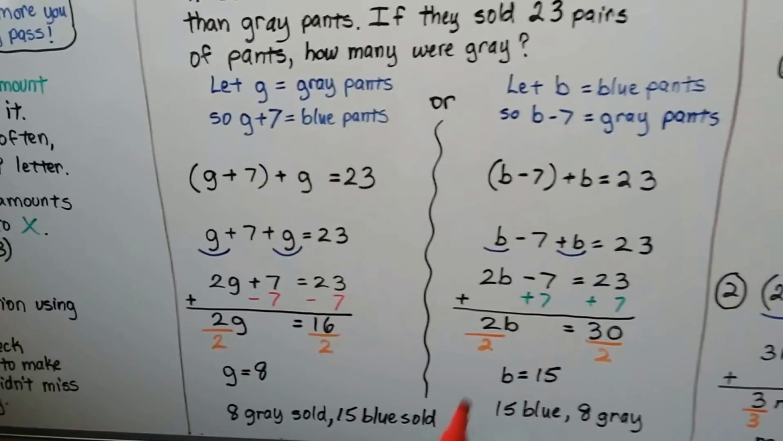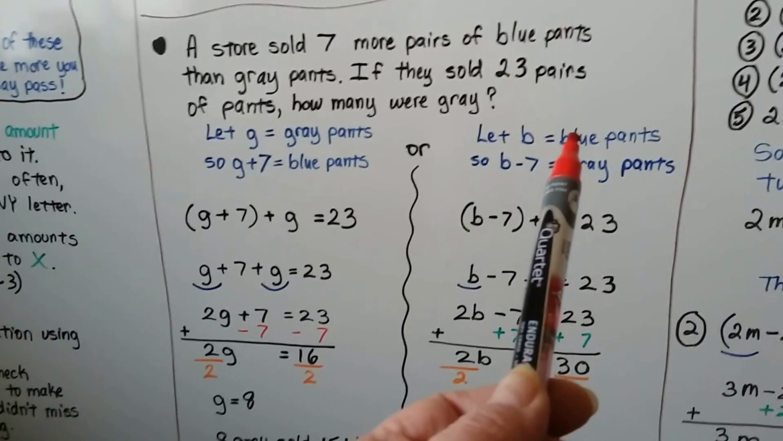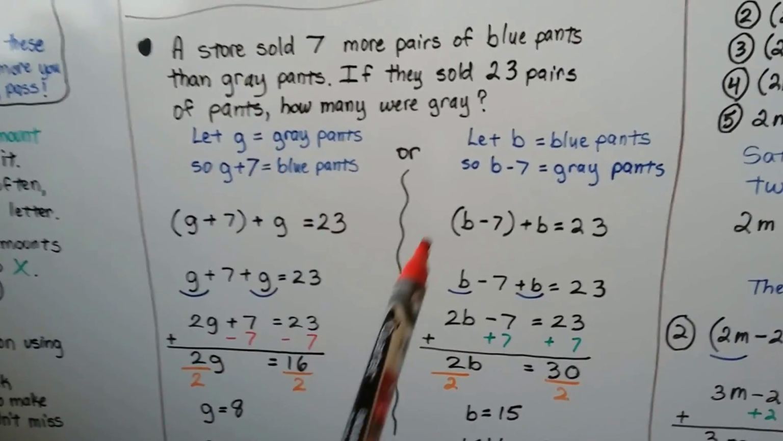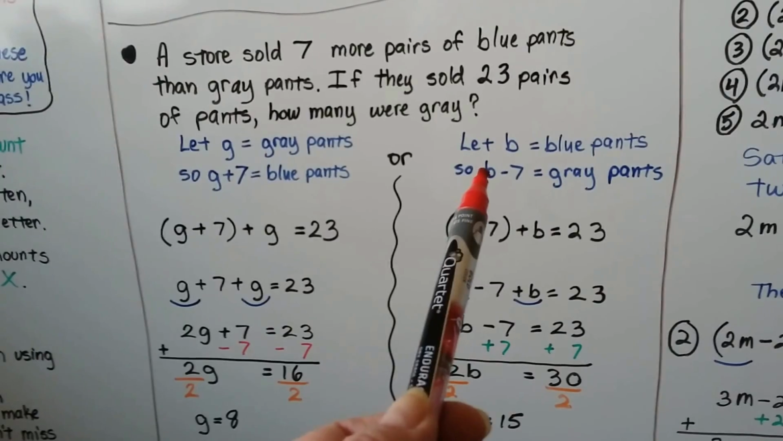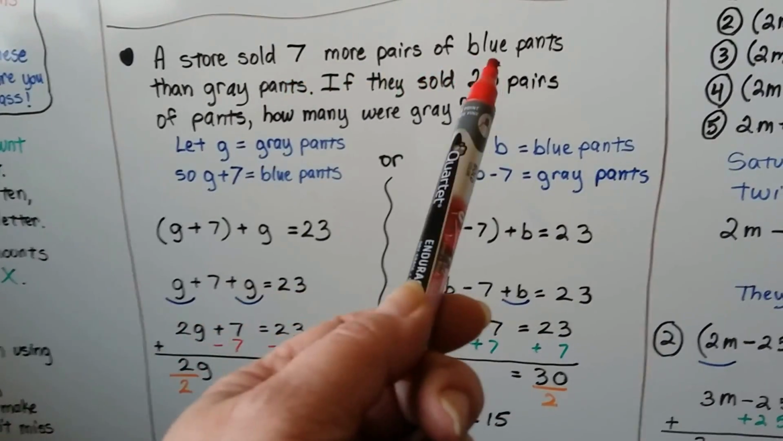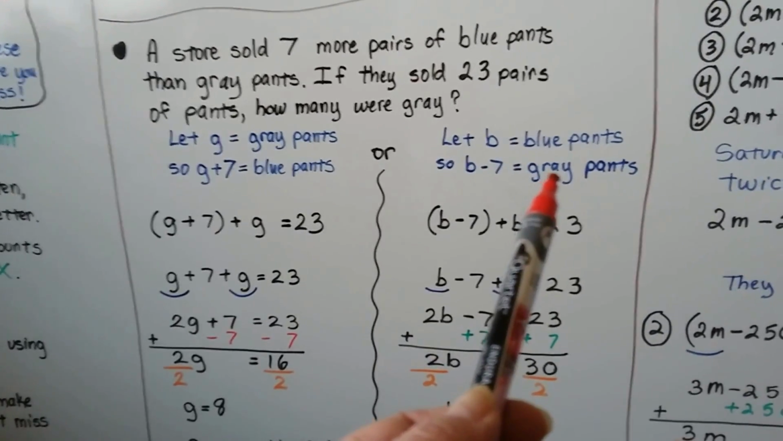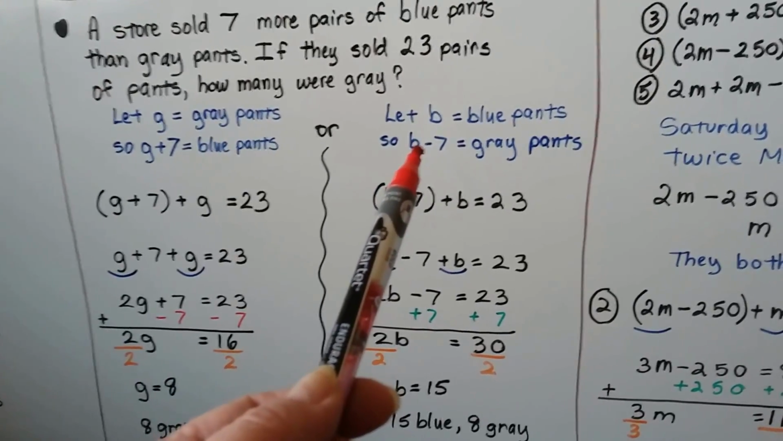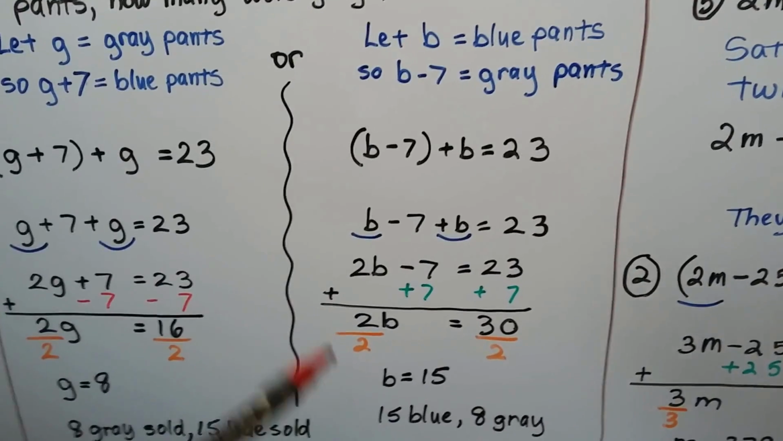Now, we could have gone the other way. We could have let B equal blue pants and solved it from the blue pants point of view. I chose G for gray. So if we let B equal the blue pants, then blue pants minus 7 equals gray, because there were 7 more blue. So if we take that 7 away from the blue, we'll have the gray ones, won't we? So now we have B for blue pants and B minus 7 for gray pants. Now we're just going to solve for B.